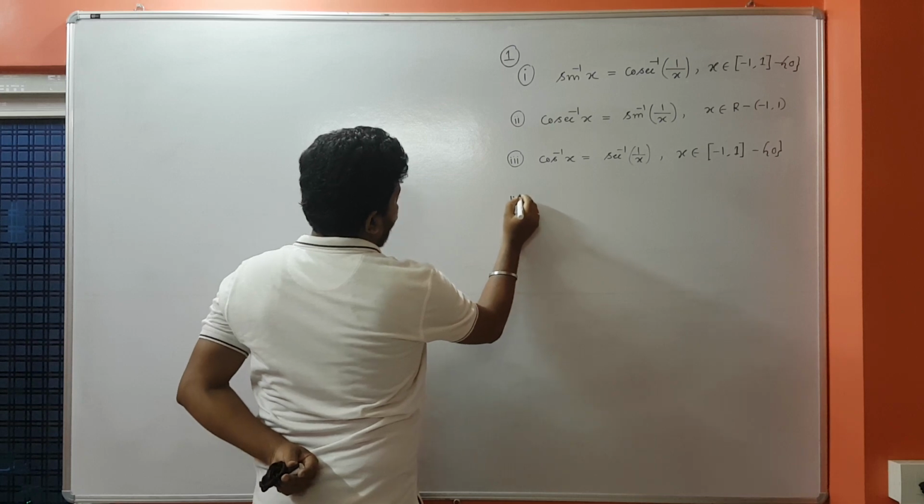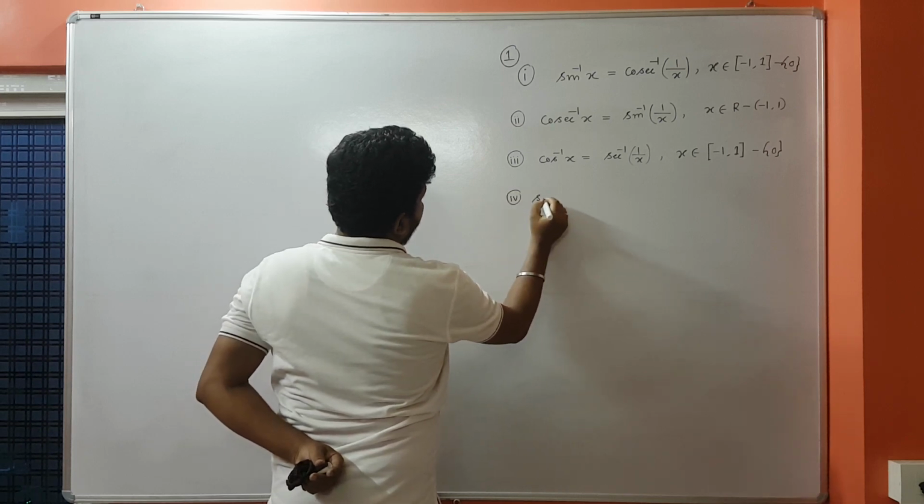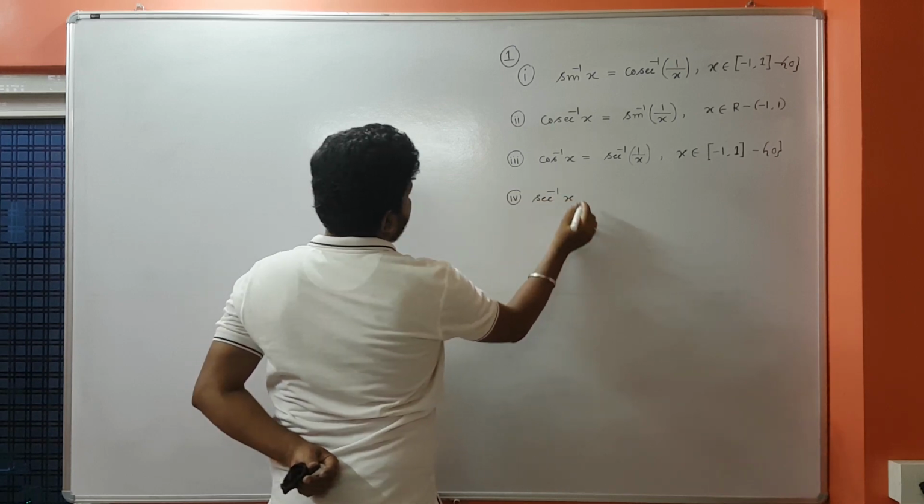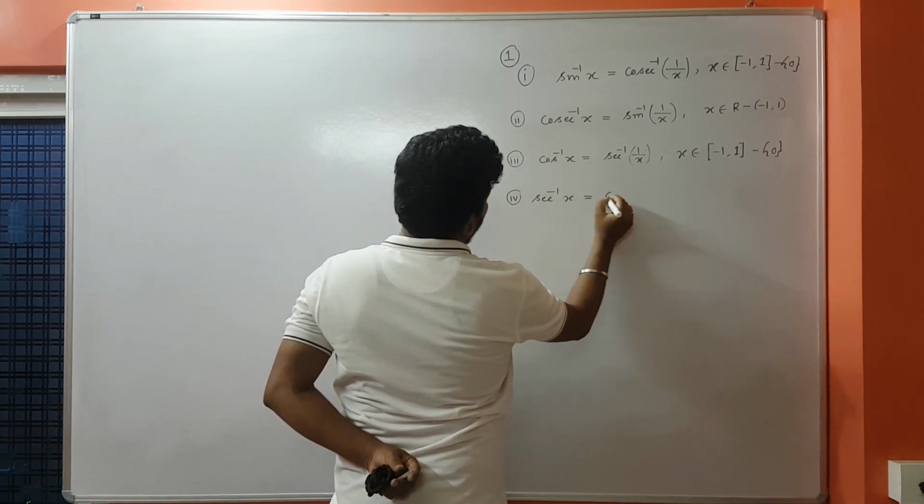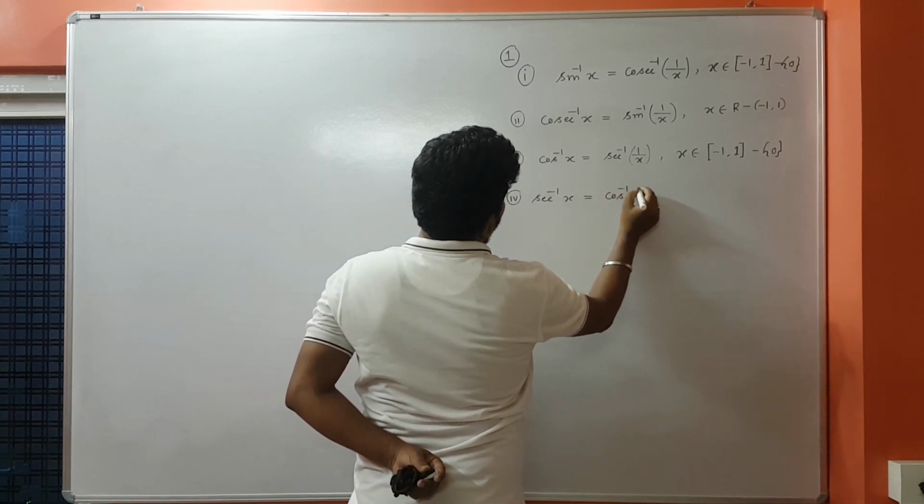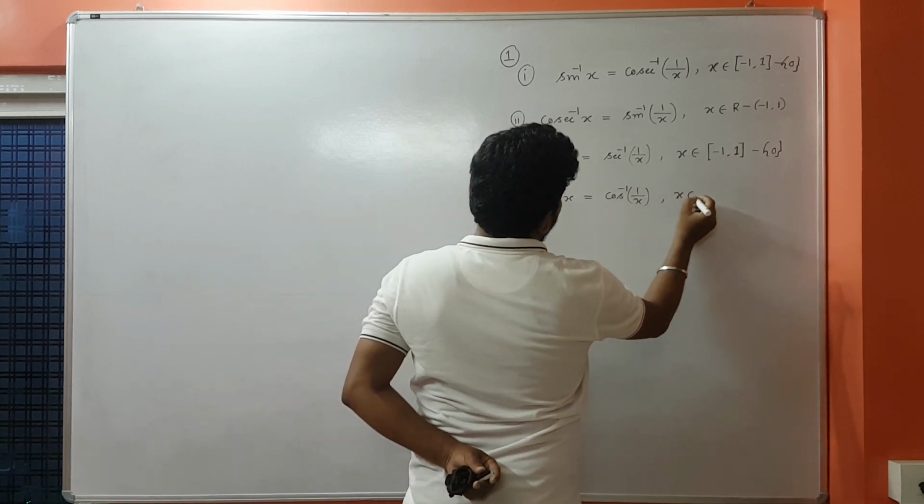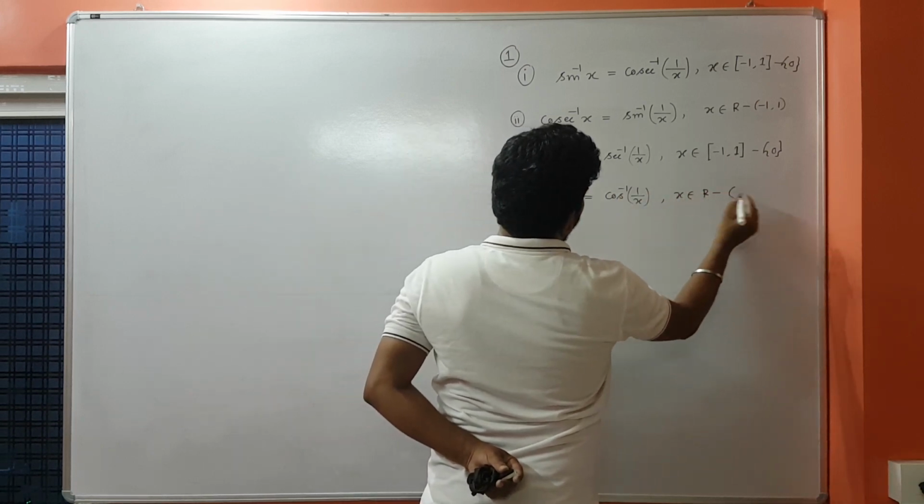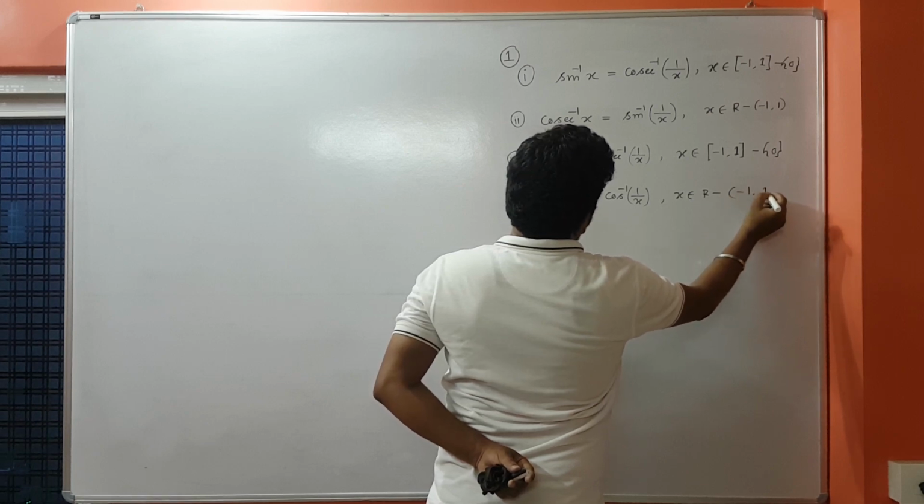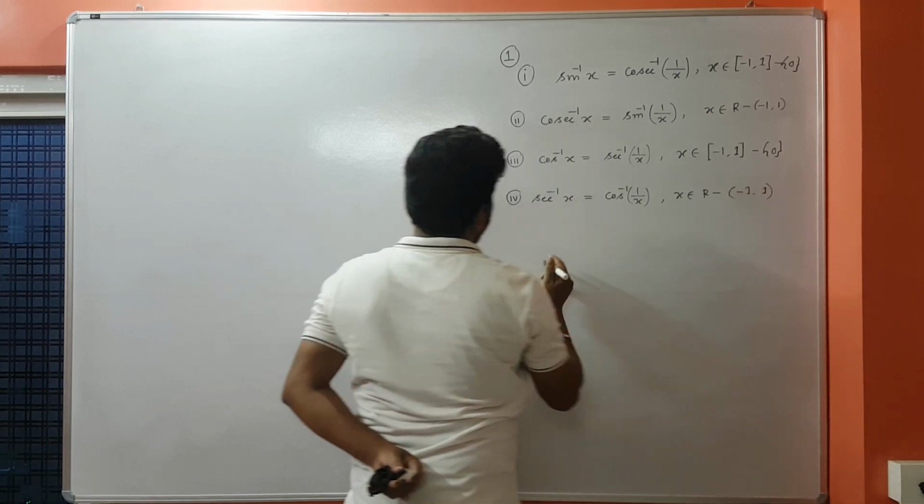Number 4, sec inverse x is equal to cos inverse of 1 by x, where x belongs to R minus the open interval -1, +1.